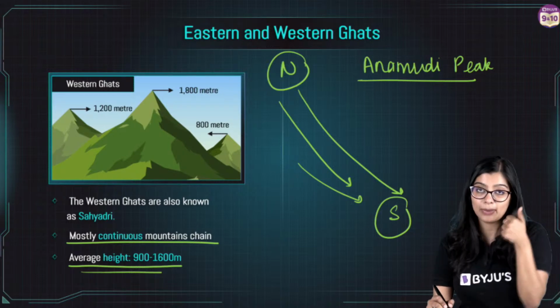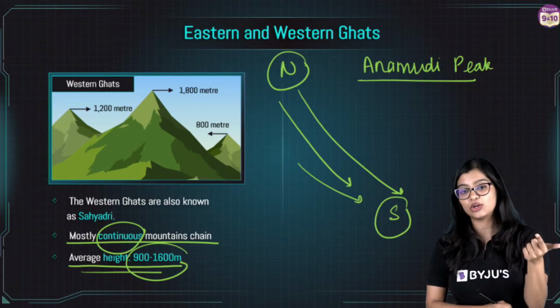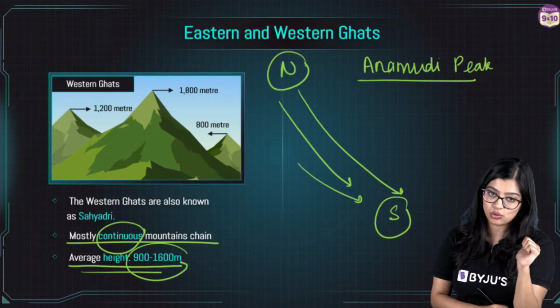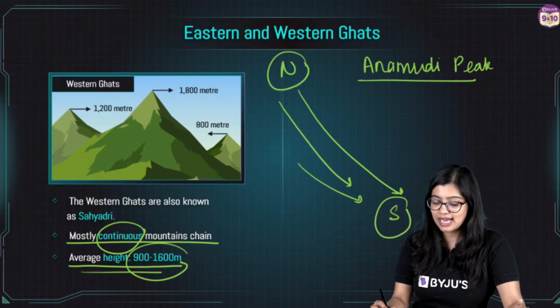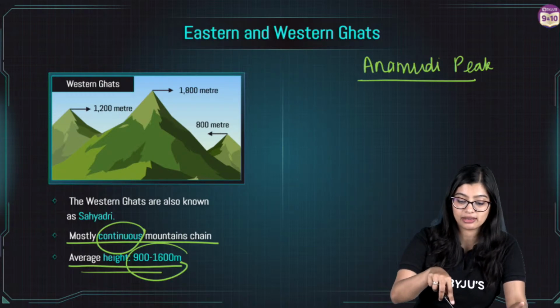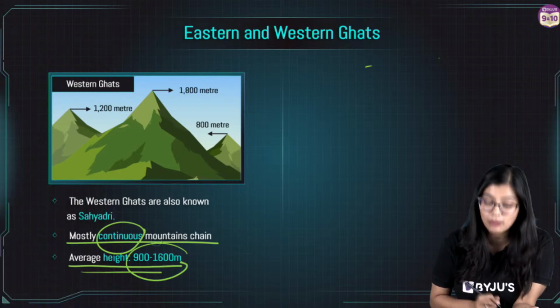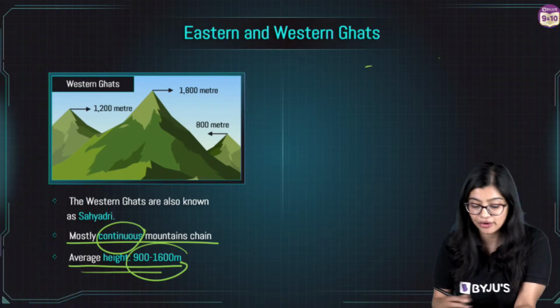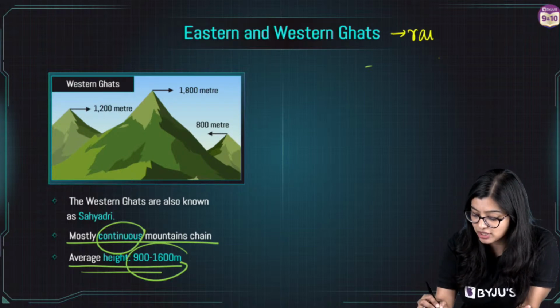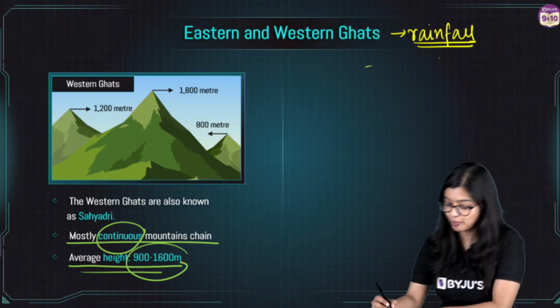Now, what do you need to remember? You will have to remember the average height, how they are mostly continuous, what is the location, and so forth. Next, the Western Ghats have a very important role to play, especially when it comes to rainfall.